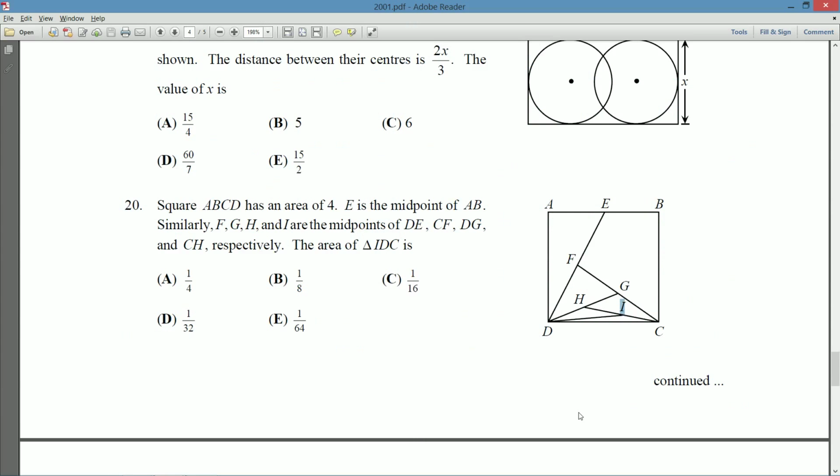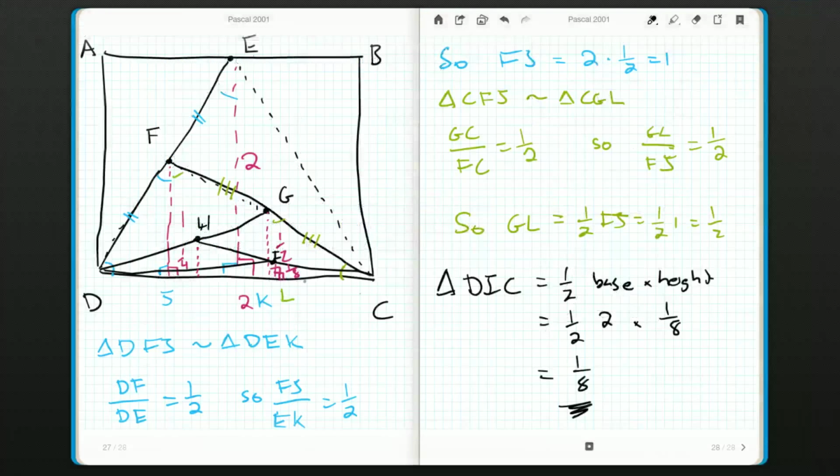And I believe 1/8 was one of the possible answers. There it is. It's B. And that does question 20. So fittingly, we ended Part B with an answer of B.